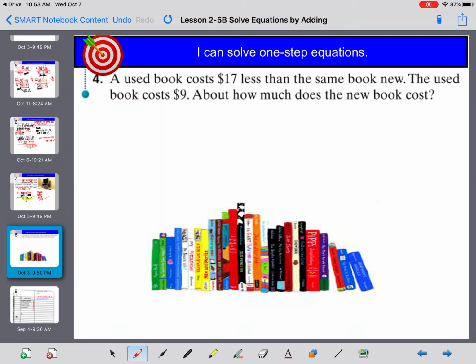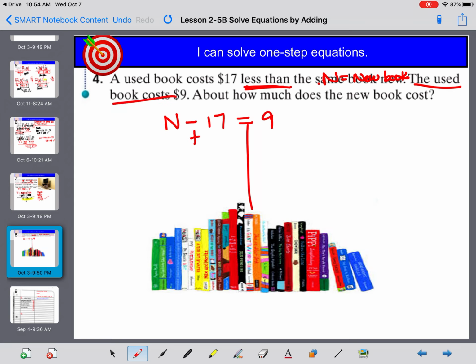All right, a used book costs $17 less than the same new book. The used book costs $9. About how much does the new book cost? Remember, when you see the word less than, that switches the order. So if the cost of the new book is N, I want to write an expression that shows $17 less than the new book, N. So N minus 17, and that's going to equal the cost of the used book, which is $9.